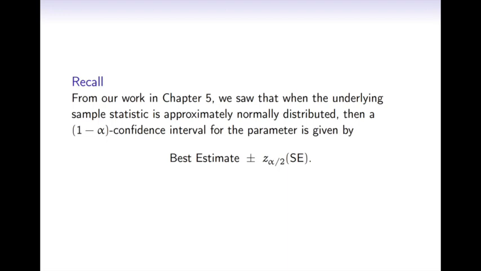Let me remind you that from our work in chapter 5, we saw that when the underlying sample statistic is approximately normally distributed, then a 1 minus alpha confidence interval for the parameter is given by best estimate plus or minus a z cutoff that's tuned to the confidence level that we're after, multiplied by the standard error. So this is a fairly general formula. We can apply this in many situations.